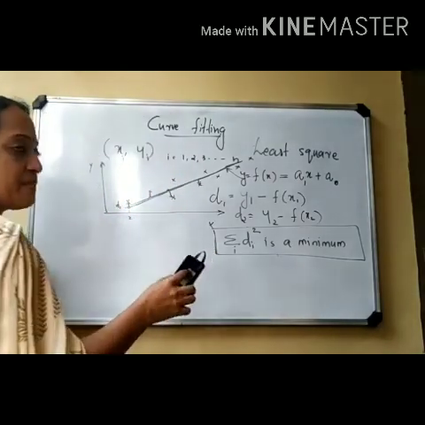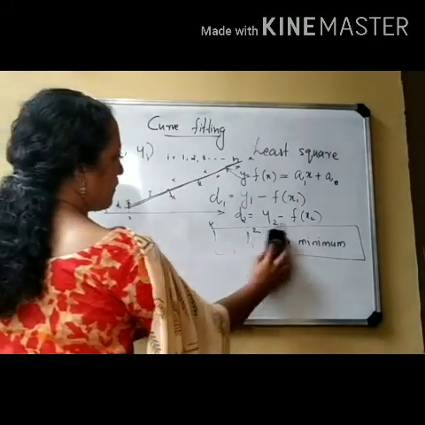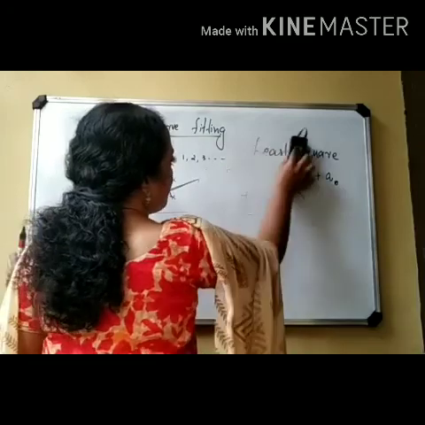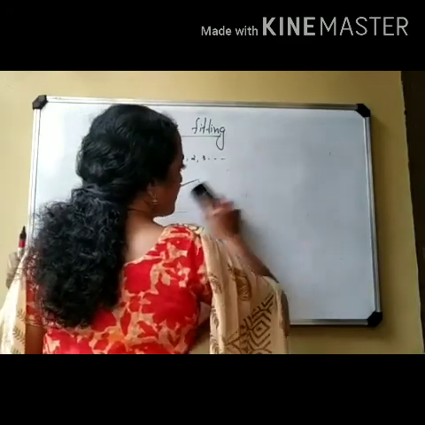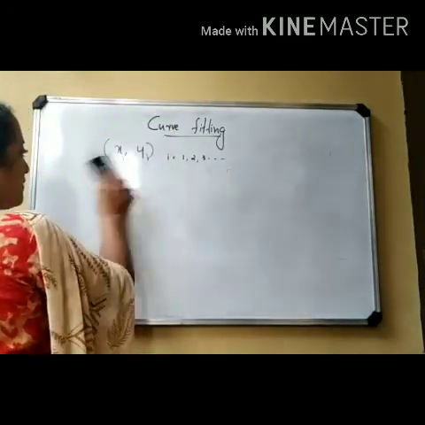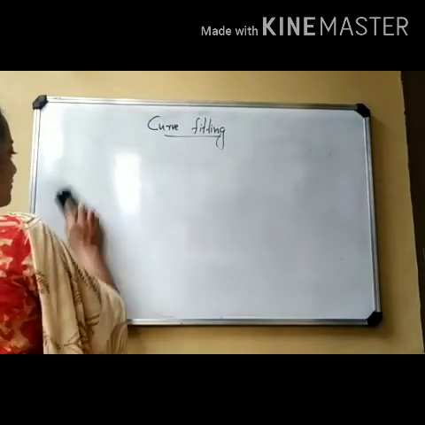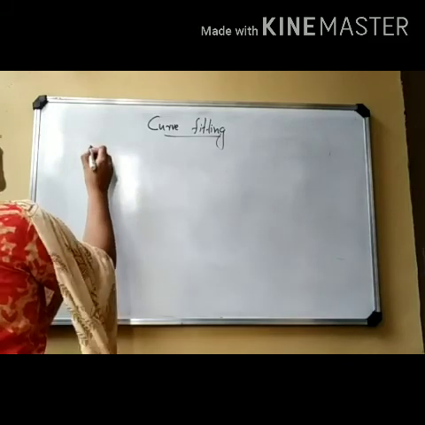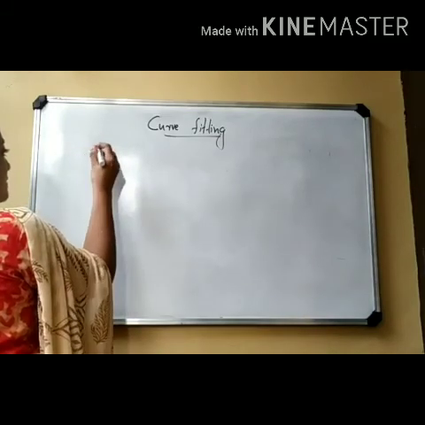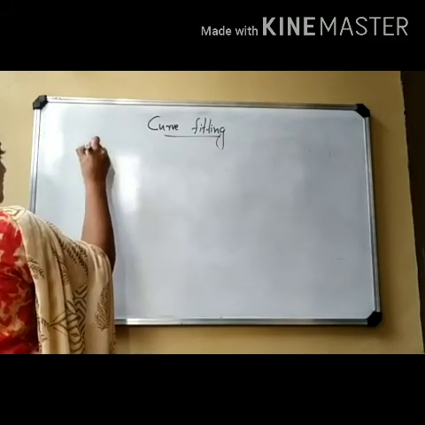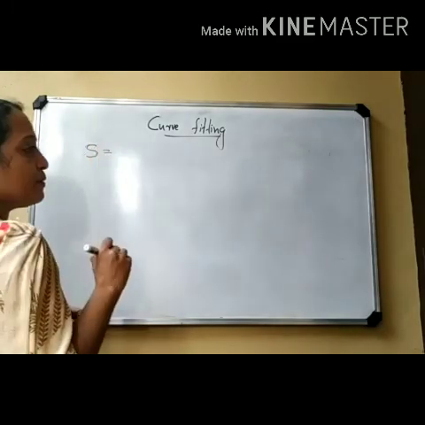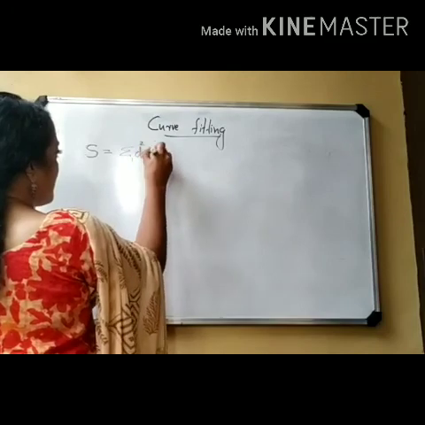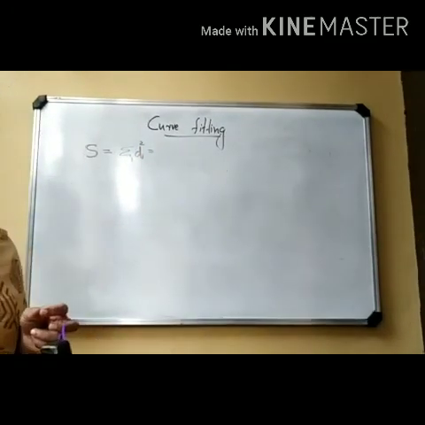So the basic principle is sigma i di square is a minimum. So we will define the sum of the residues. We can take it as S. Sum of the residues S can be written as S is equal to sigma i di square. So we can substitute for d1, d2, d3, etc.